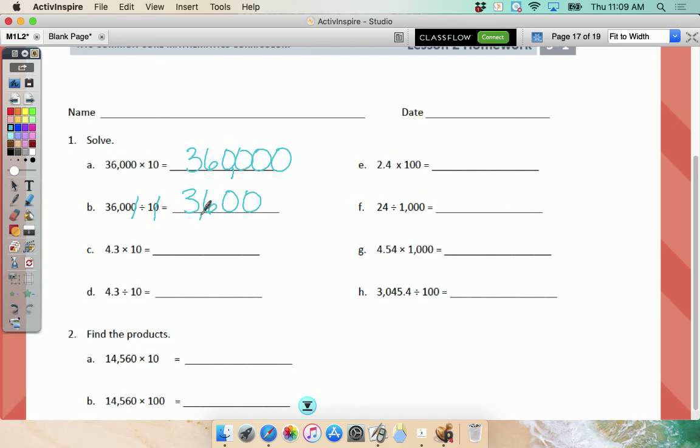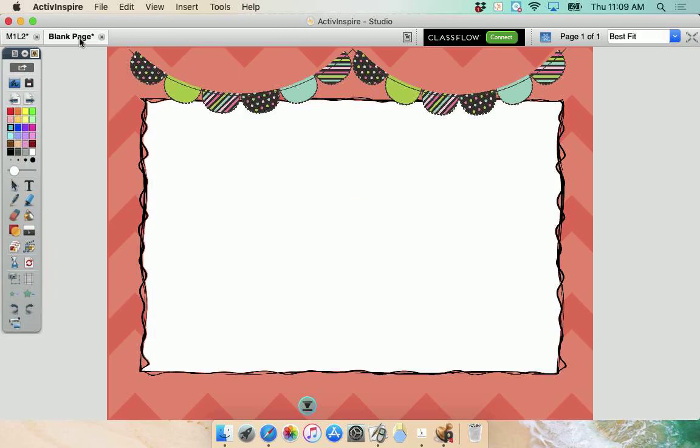No. So we're going to write 4.3 times 10 on our blank page. And we also need to get our little cheat sheet at the top, don't you think? Okay. So 4.3 times 10 on your blank page. Somebody in block 1 said this is a lot easier if I write it on my blank page. Do you think that's maybe why I'm having you do that? Because you can erase easier on your blank page, can't you? Yep. Okay, so you got that written down?